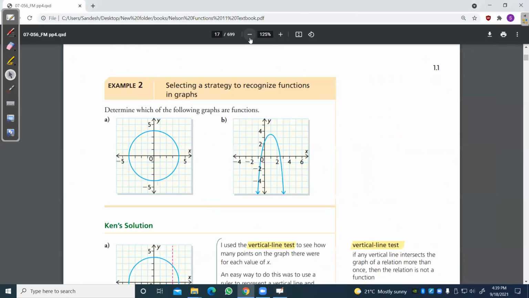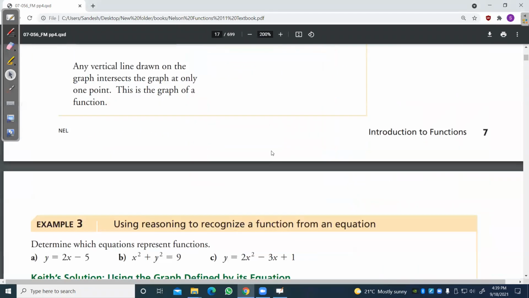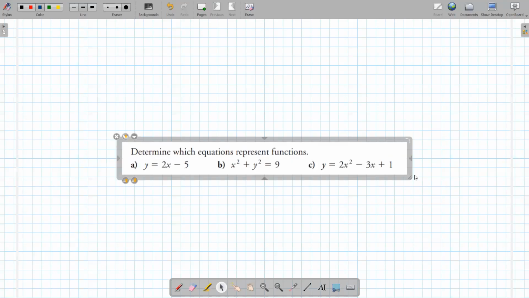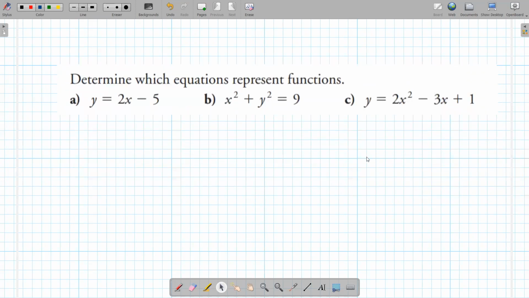So that's pretty basic. We've already talked about the vertical line test. Here, that's from a graph. It's a little bit easier when they give you a graph. But what if they give you a bunch of different equations? How can we tell if something is a function or not? Is A a function? Yes, right. It's a linear function. It's in the form of y equals mx plus b. What about B? No, B is not a function.